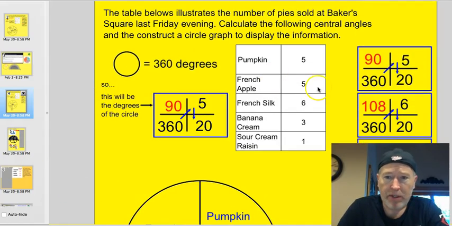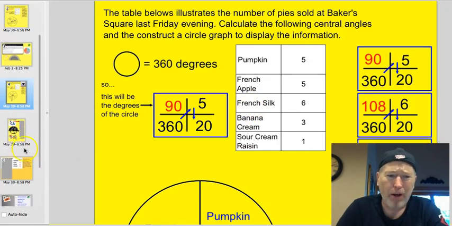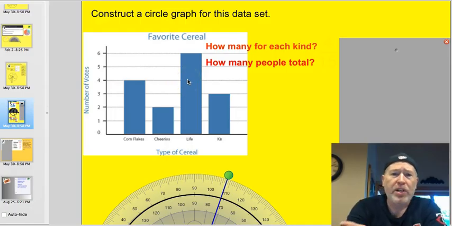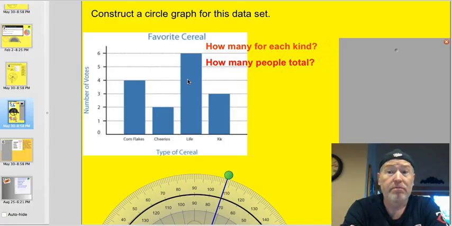This time was a little bit different because we didn't have percentiles. First one we had percentiles. This one's going to be a bar graph, and you can still do this. So we have to just construct a circle graph for this set of data. All right, but just take a look at it.